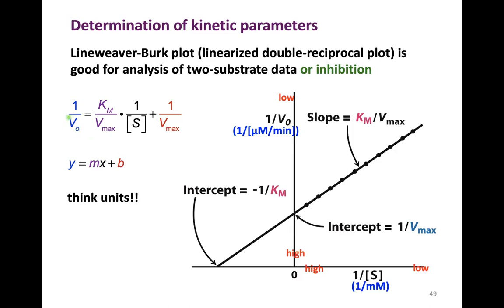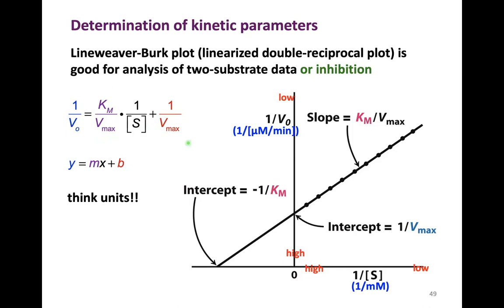You do not need to do this transformation, so don't waste your time, but we can transform it into a linear form where y equals mx plus b. So y is 1 over the initial velocity. Our slope is this ratio of Michaelis constant over Vmax. X, of course, is 1 over substrate concentration, and the intercept is going to be 1 over Vmax. Okay, this gives us what we refer to as a double reciprocal plot.